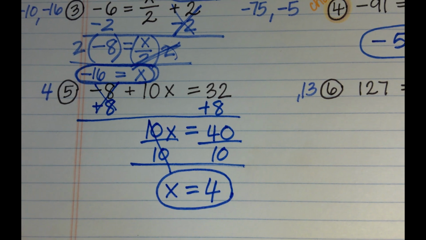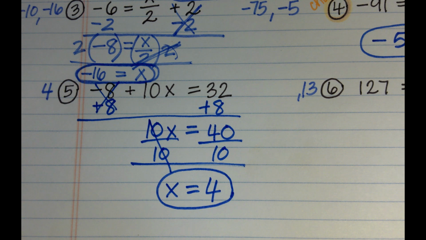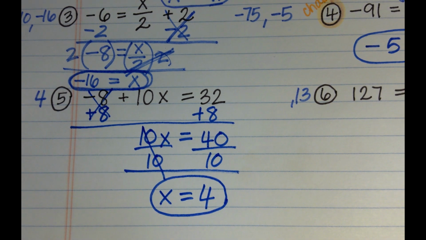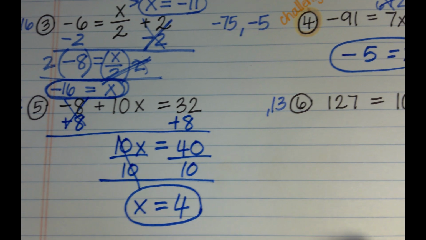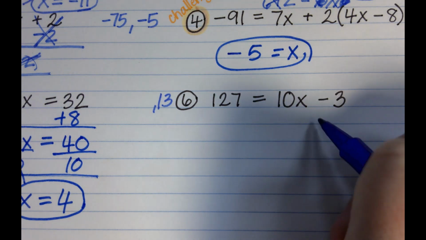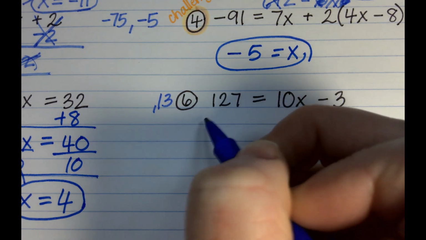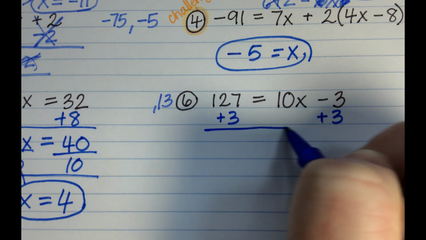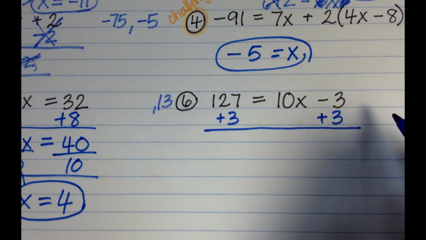Okay. I'll give you just another second here. We ready for the last one? All right, last one. 127 equals 10x minus 3. What do we do first? Add 3 to both sides. Good. And 3's cancel.